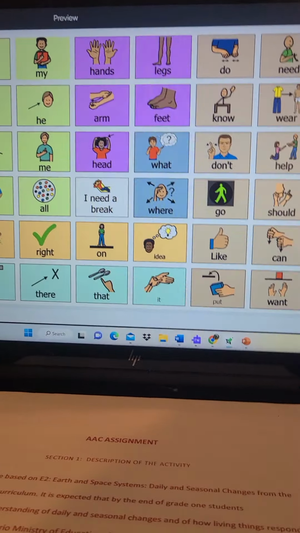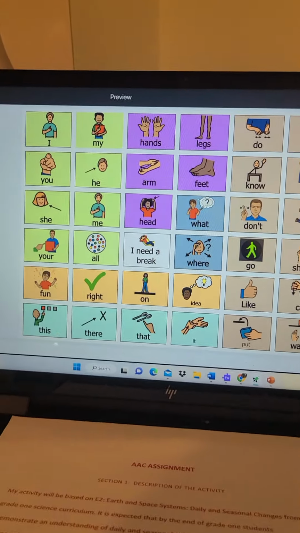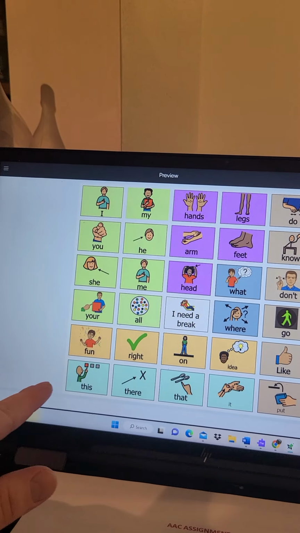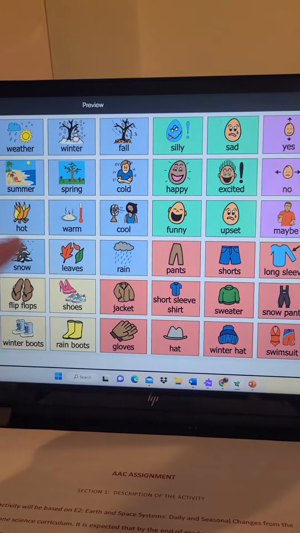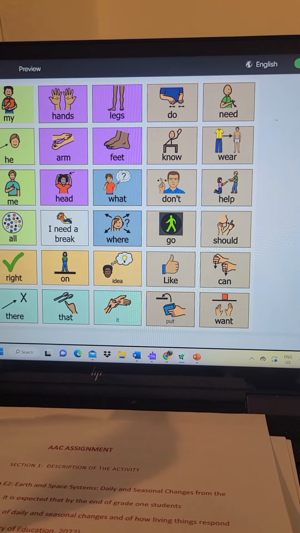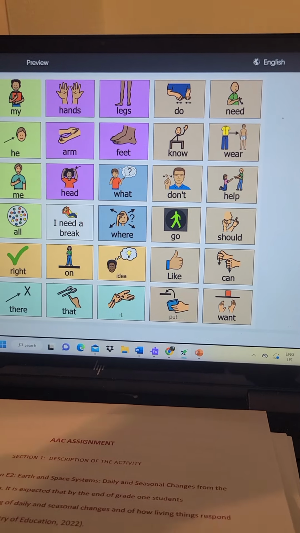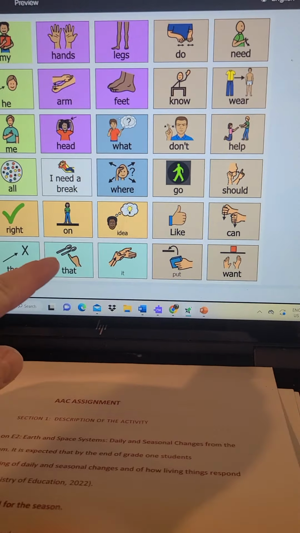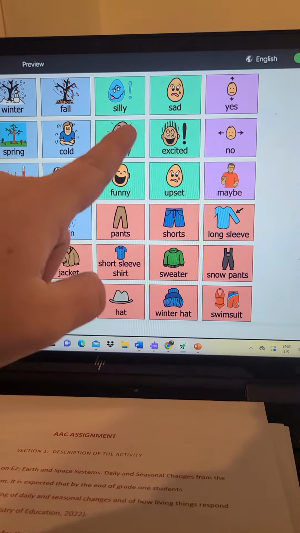Some of the things he could say during the discussion or the group activity are, this glove can go on my hand. He can also say, that's funny.